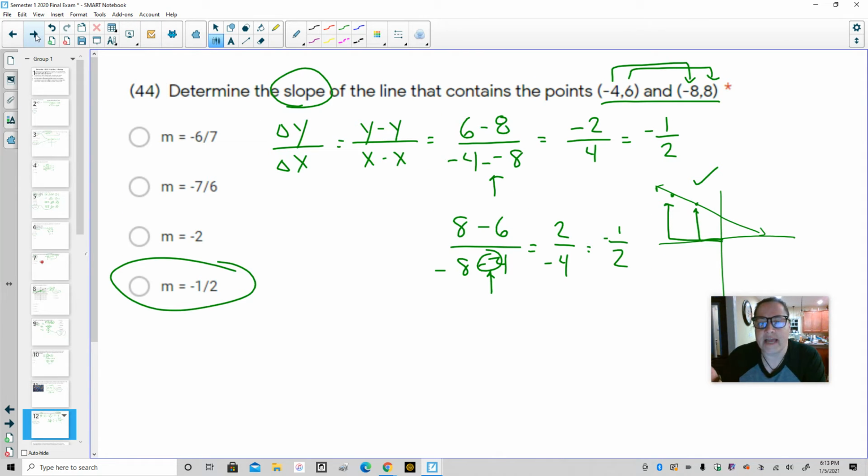Determine the slope of the line that contains the points (-4, 6) and (-8, 8). So slope is the change in y over the change in x. I'm going to subtract them in the same order. So 6 minus 8 is a -2, and -4 minus a -8, that would become positive, is 4. That leaves me with a slope of -1/2. I can do a real quick check in my graph and see that if I plot those 2 points, I get a negative, gentle, gradual slope.